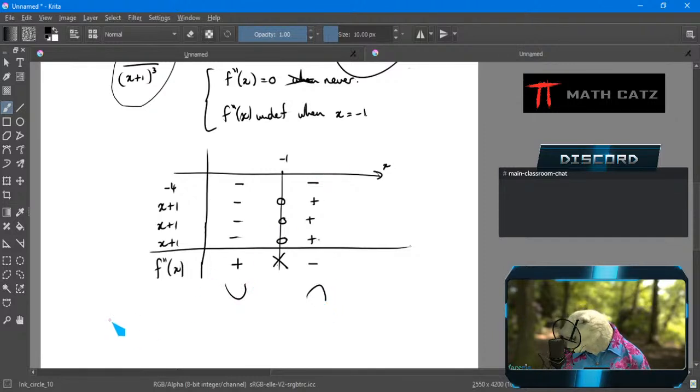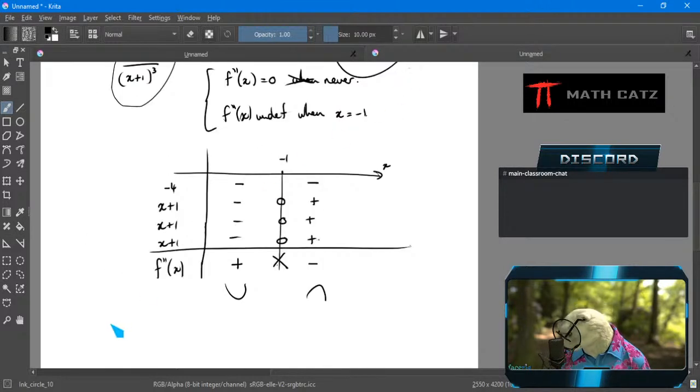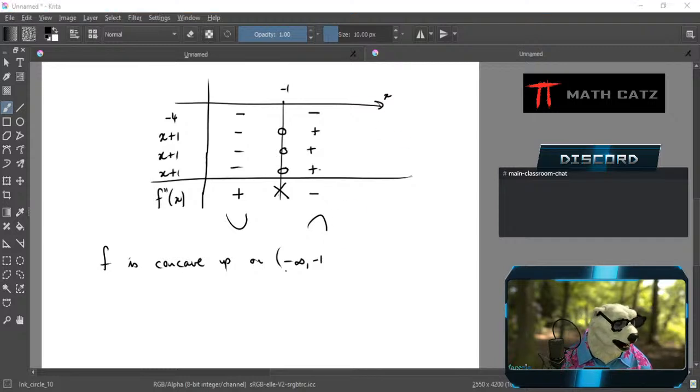Let's write the sentences. I did not write my sentences here, did I? Oh well, it's over. I did actually, no I did, I remember. Concave up on negative infinity to negative 1. Infinity always gets a round bracket. Does negative 1 get a round bracket or a square bracket? That is my question. Round bracket or a square bracket?